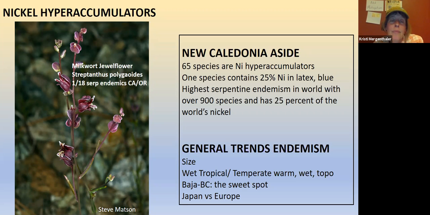But if you go to older landscapes with even bigger hunks of serpentine, you can find many more species of nickel hyperaccumulators. And New Caledonia, where I really, really want to go in the Pacific, has 65 species, probably more since I last looked it up, of species that hyperaccumulate nickel. And there's one tree whose sap is blue because up to 25% of the latex is nickel. There are over 900 species that are serpentine endemics, including a whole family endemic to this island, series of islands. Anyway, it would be a wonderful place to go. And apparently it's also a place of the largest skink, a kind of lizard in the world.